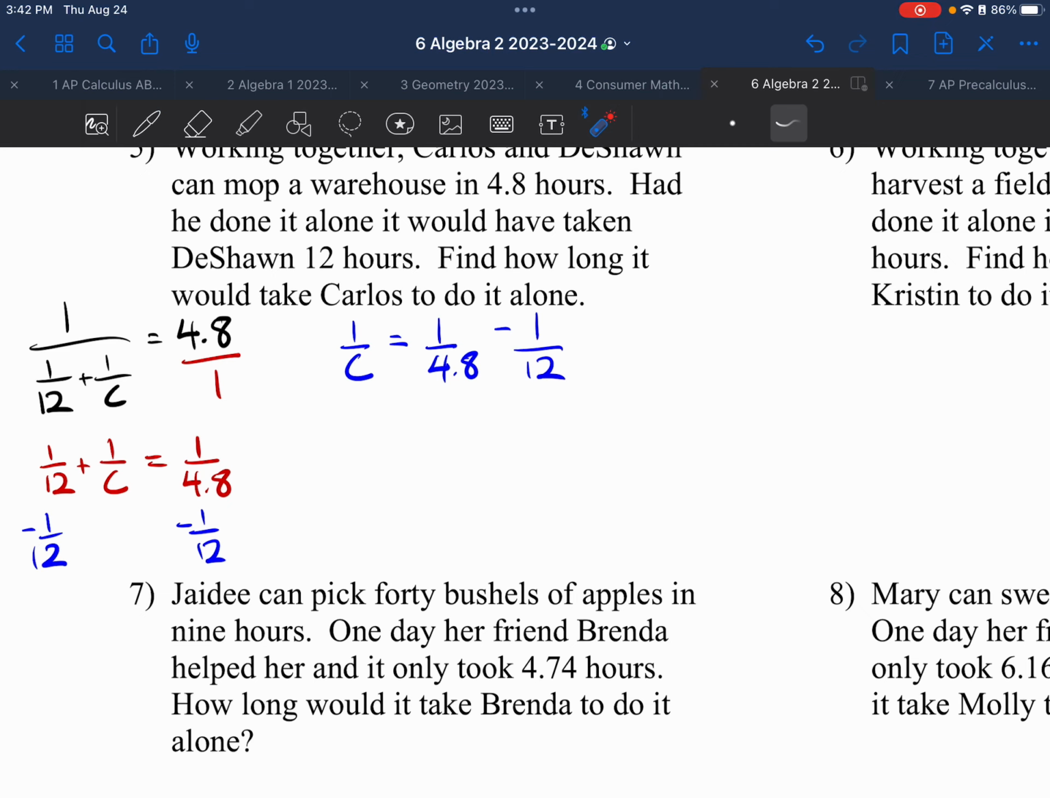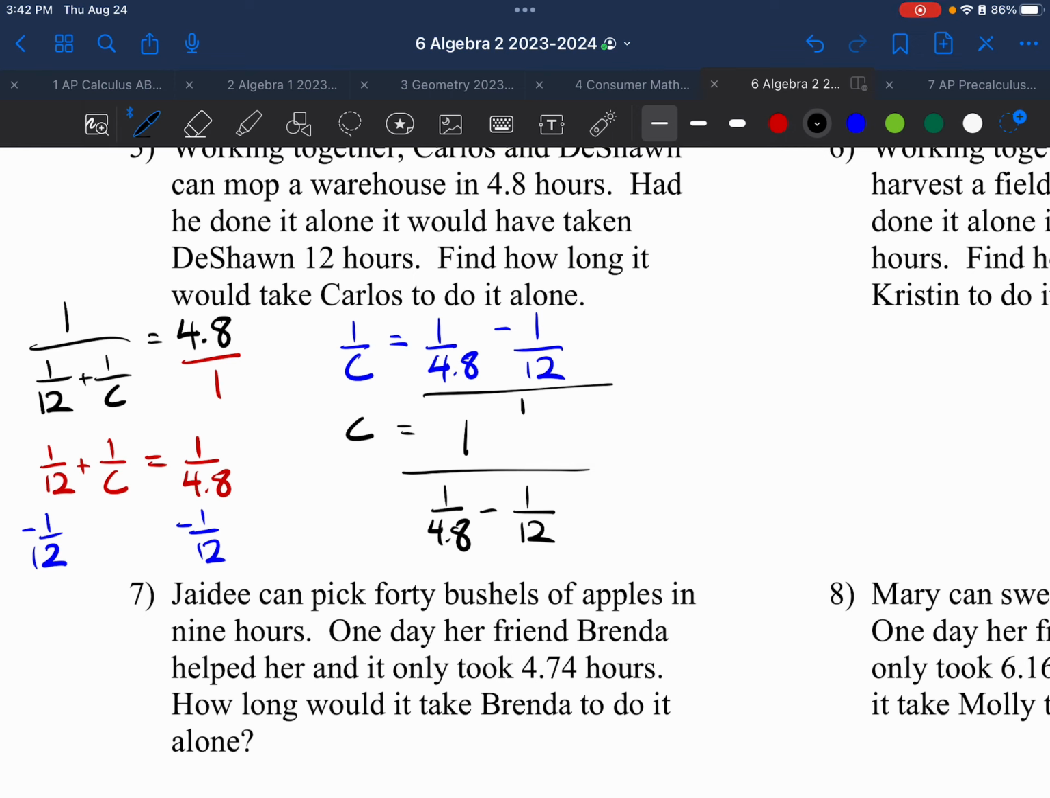And finally, I need to solve for C. Right now I've solved for 1 over C. I need to take the reciprocal. If I take the reciprocal on the left, I'll get C over 1, which is the same thing as just C. And I'll take the reciprocal of the right. Remember that the right side is technically all over 1. So if I take the reciprocal, it's going to be 1 all over 1 over 4.8 minus 1 over 12. And I can just use a calculator.